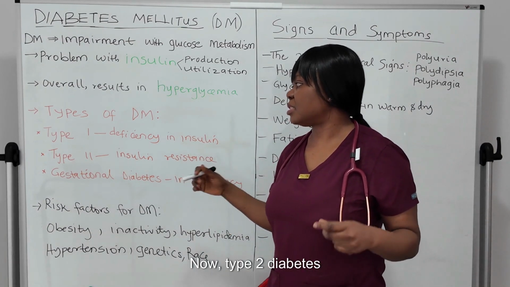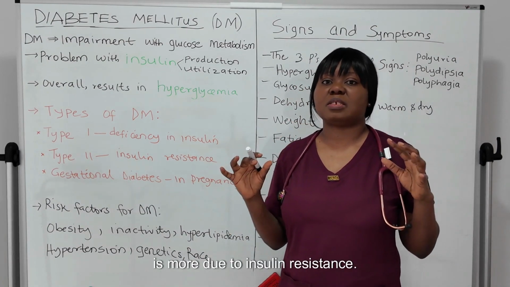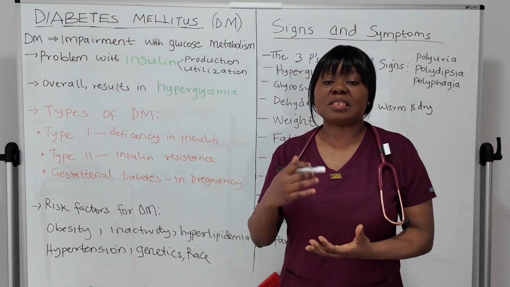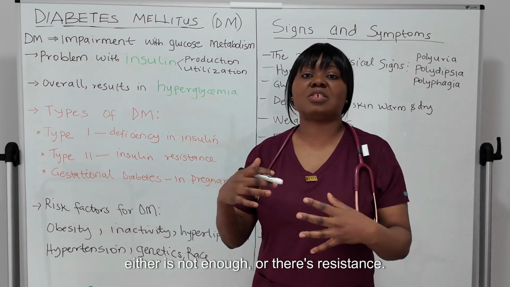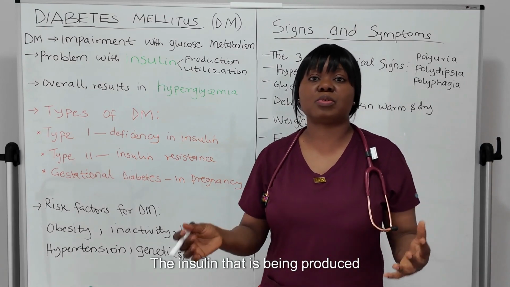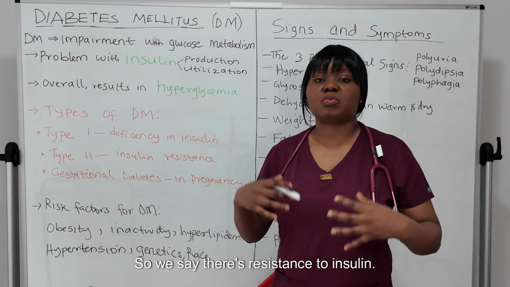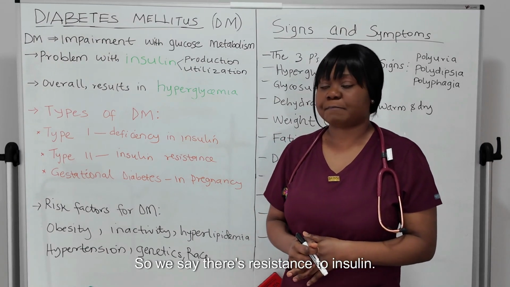Now, type 2 diabetes is more due to insulin resistance. So in this one, insulin is being produced, either not enough or there's resistance. The insulin that is being produced is not able to bind properly to do its work. So we say there's resistance to insulin.